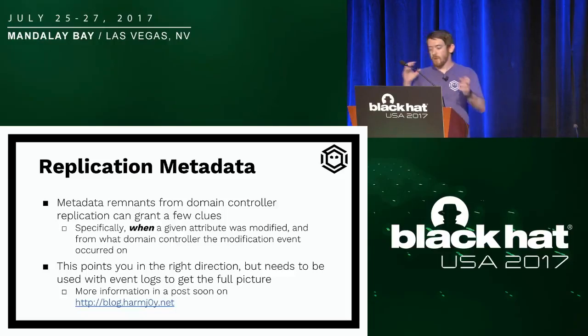But when domain controllers replicate data between each other, there's information that's left over, this metadata that says, hey, these properties changed. So using this replication metadata, you can figure out when a property was modified, and you can tell which domain controller the modification originated on. So you can use this to figure out, oh, crap, there was something put in here, and then go straight to that one particular domain controller.